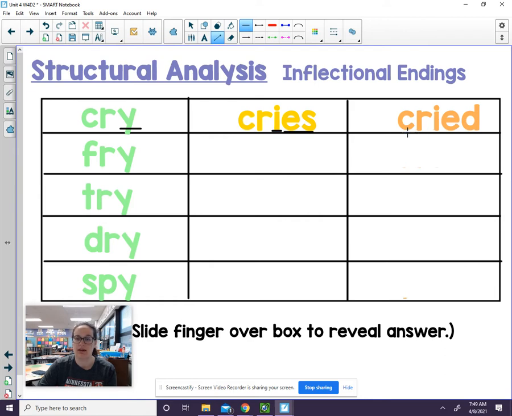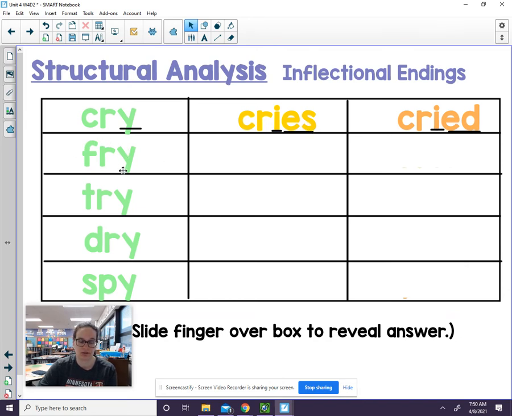Same thing here. We have cried, so the past tense form of cry. And we changed this Y to an I. And then we added ED. So when you see words that end with Y, you change the Y to an I and add ED for past tense. If you want to add ES, you do the same. You change the Y to an I and then add ES.